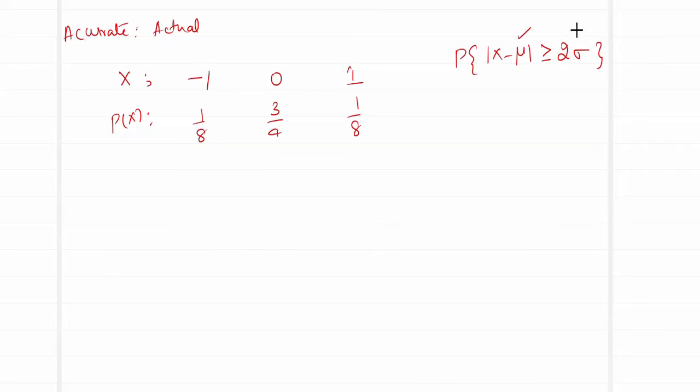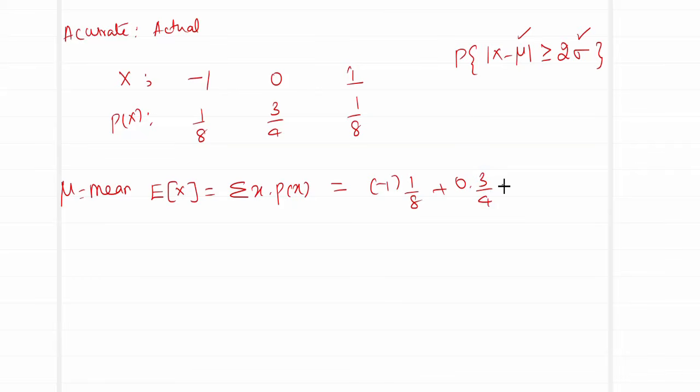So I need to know mu and sigma from the given data. The mu stands for the mean value, given by E of x. The formula for E of x is summation x into probability of x. So this gives -1 into 1 by 8 plus 0 into 3 by 4 plus 1 into 1 by 8. 0 into something vanishes, and this gives -1 by 8 and positive 1 by 8. Adding up leaves you with 0. So mu is 0.